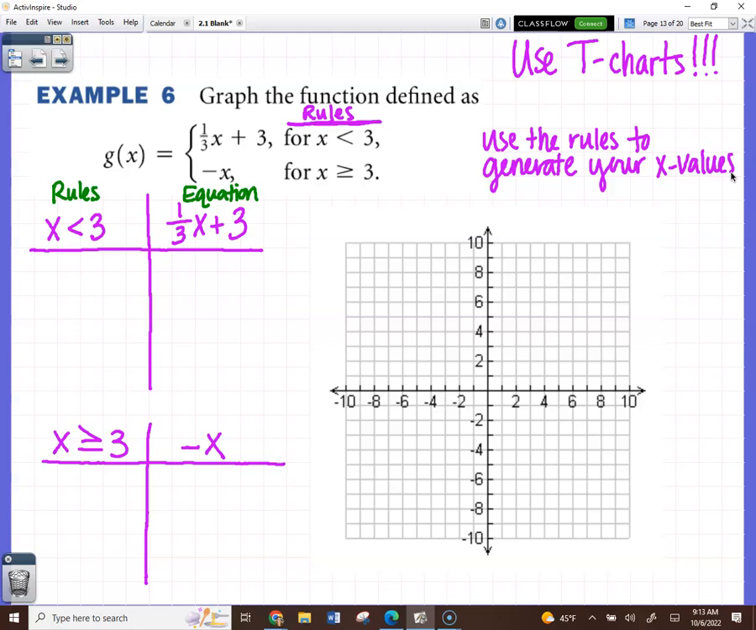This says, hey, pick any number, what? Less than 3. So here's how you're going to do this with all these piecewise functions. Use the rule, generate your x values. Always start with critical numbers. The critical numbers are the ones listed in the rules. Even if it has an open circle, start there. Because now you know where to put your open circle on your graph.